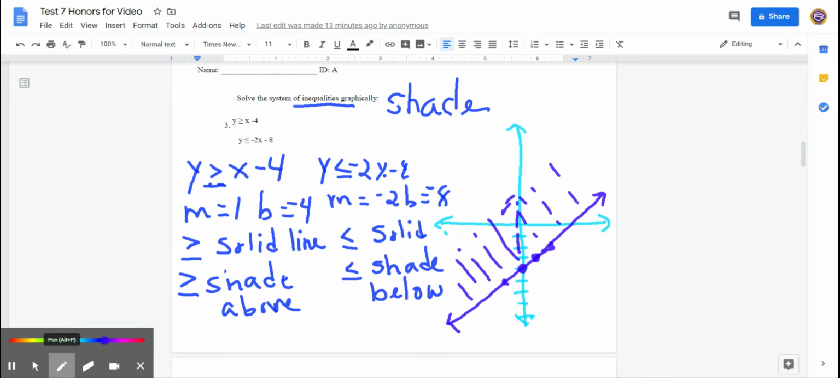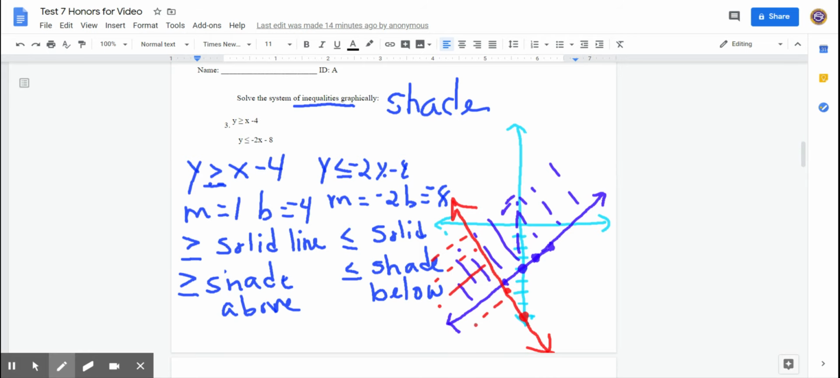Now you're going to plot that second line. That second line has a y-intercept of -8. So I go down to -8, plot my point. The slope of that line is -2. So go up 2 and left 1. 1, 2, left 1. Now if I draw that line, which is also solid, looks like that, and then it says to shade below.